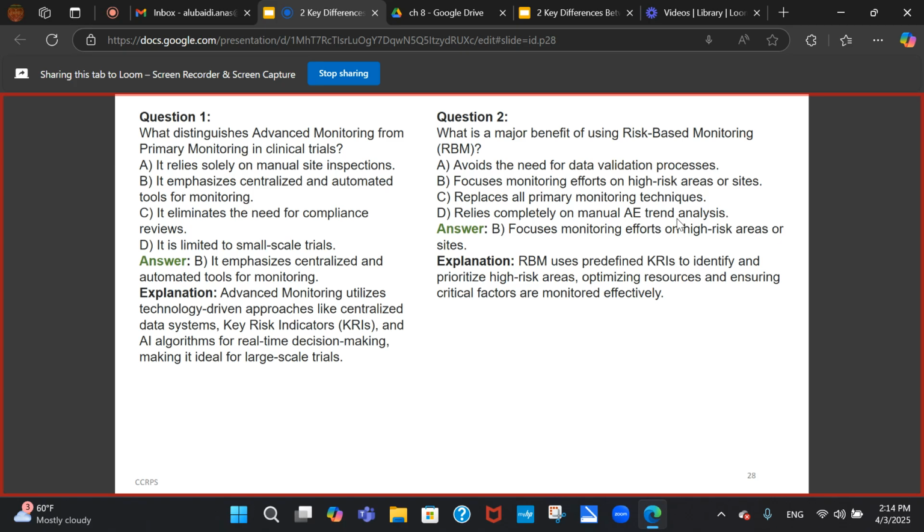focuses monitoring efforts on high-risk areas or sites. Explanation: risk-based monitoring uses predefined KRIs, as it's short for key risk indicators, to identify and prioritize high-risk areas or regions, optimizing resources and ensuring critical factors are monitored effectively. Question 3.